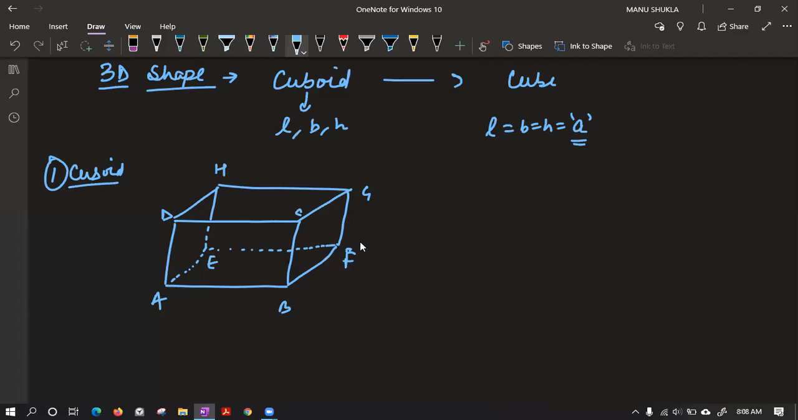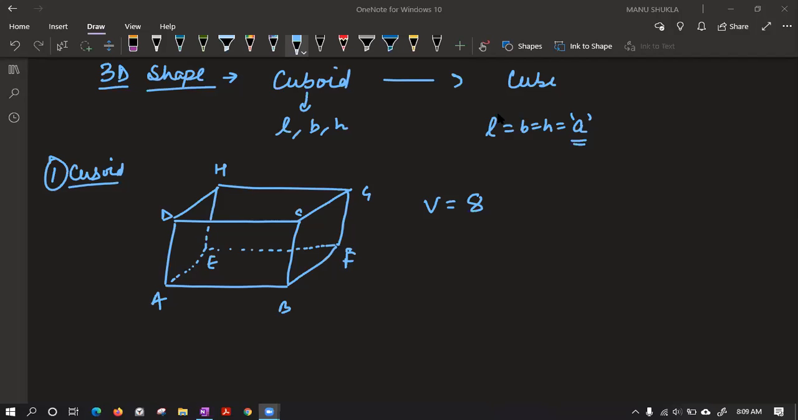So class, this is a cuboid containing how many vertices? Please tell. How many vertices are there in this cuboid? Utkarsh, there are 8 vertices in this cuboid. You can see A, B, C, D, E, F, G, H are the vertices.